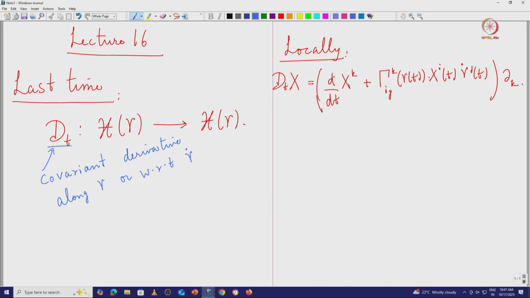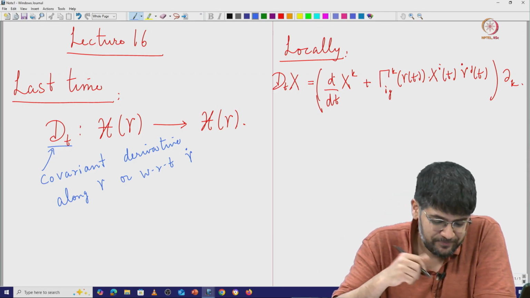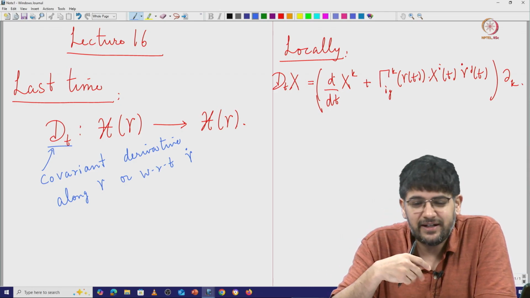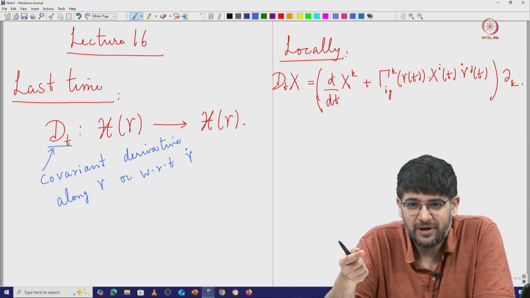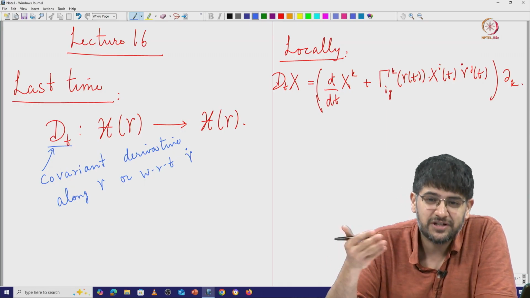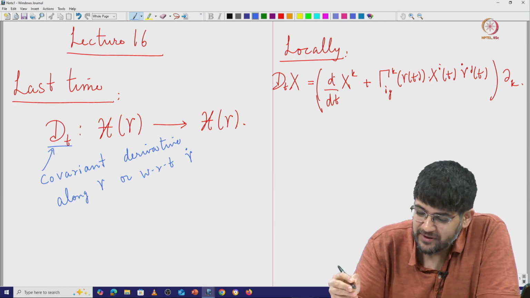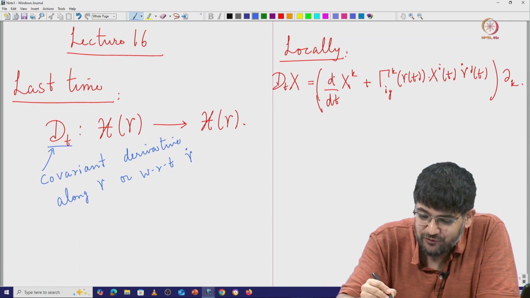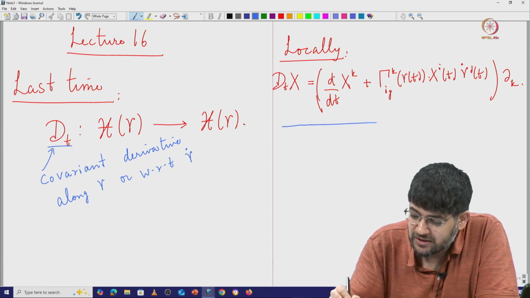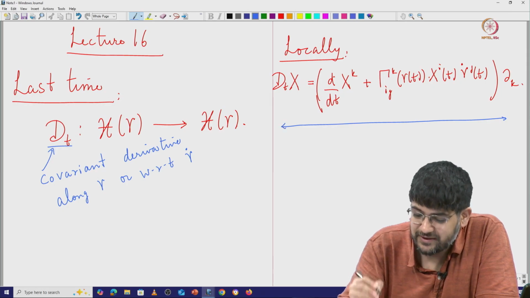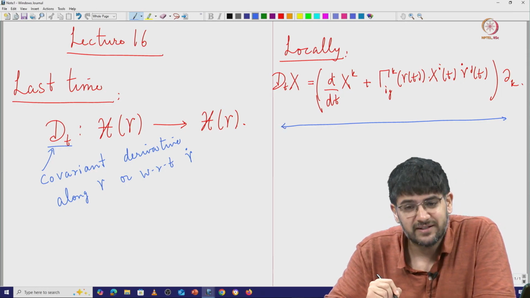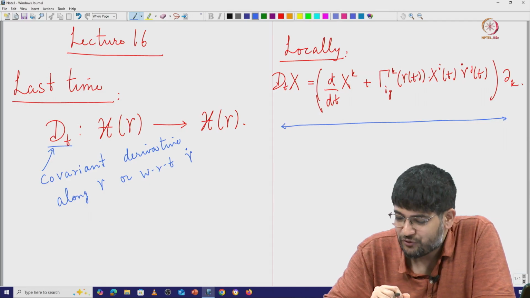So last time we introduced this operator dt which takes in a vector field along the curve gamma and spits out another vector field along the curve gamma. So you should think of this dt as the covariant derivative along gamma or the directional derivative with respect to the velocity vector gamma dot of t. Okay. So more explicitly we had the following formula. So if we choose local coordinates, then dt of x is given by this very explicit formula.